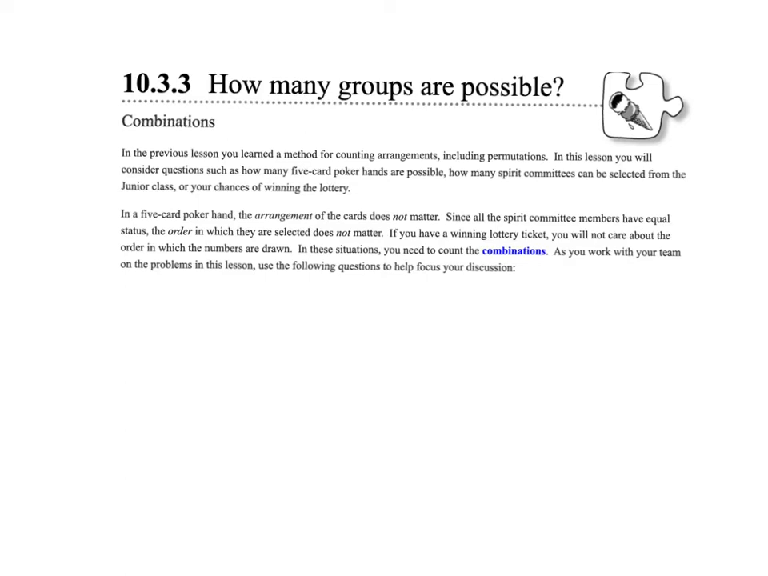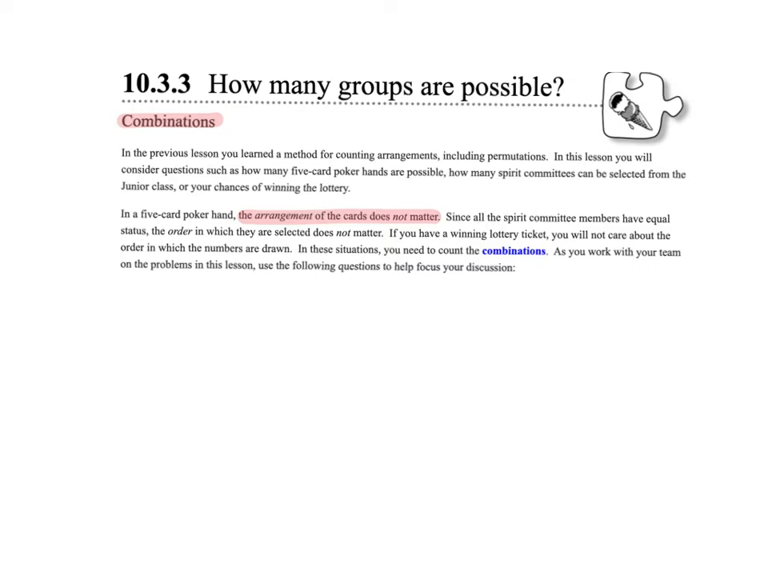Hey there, geometers. In this lesson, lesson 10.3.3, we are going to be focusing on combinations. We are going to look at how many groups are possible, but maybe where the arrangement does not matter. Before, you looked at how many different ways you could count permutations, and that was where the order was important.